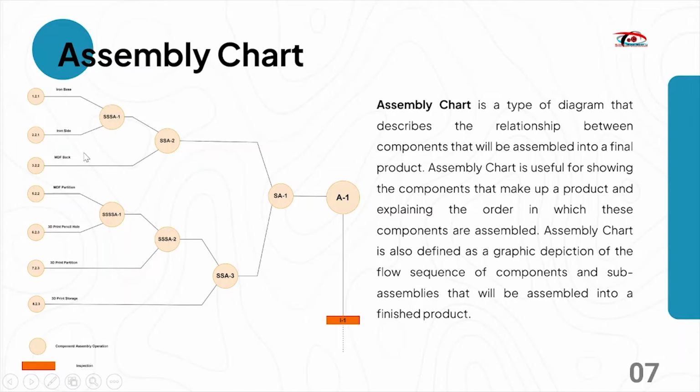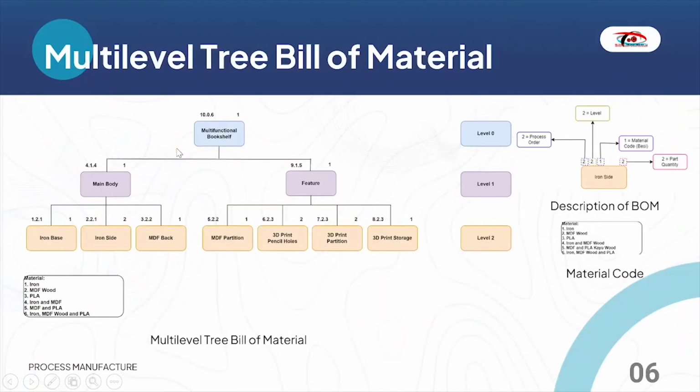After that, the third process is the MDF back that will be assembled for sub assembly one. So they will make a sub assembly too, like this.